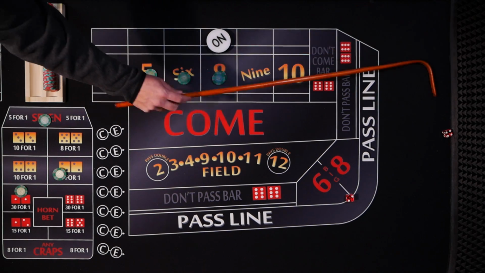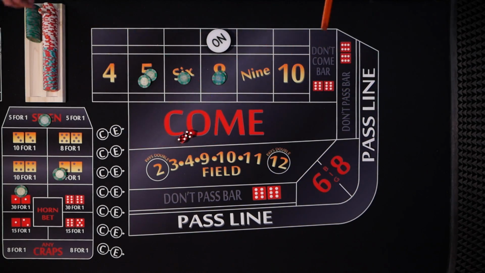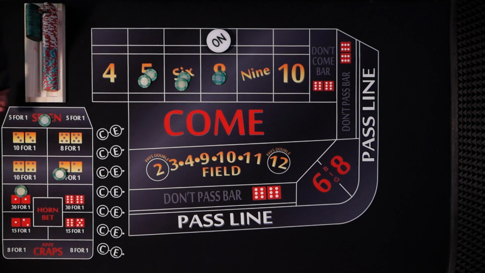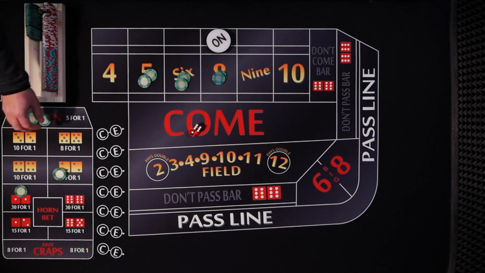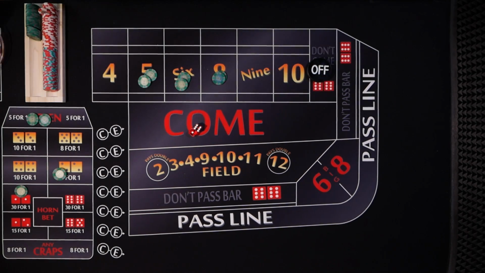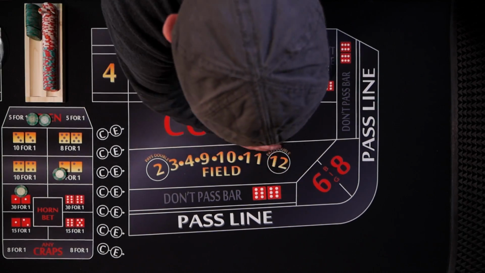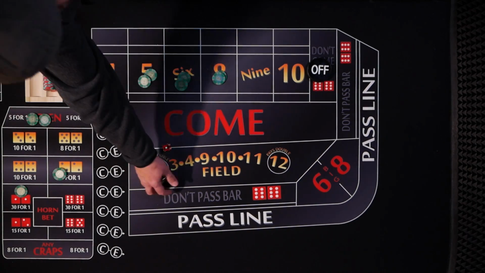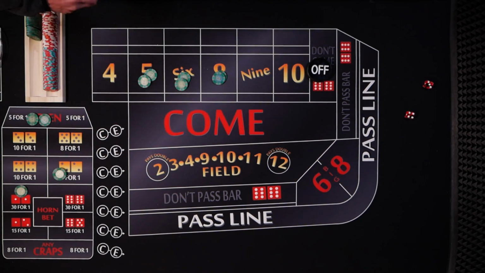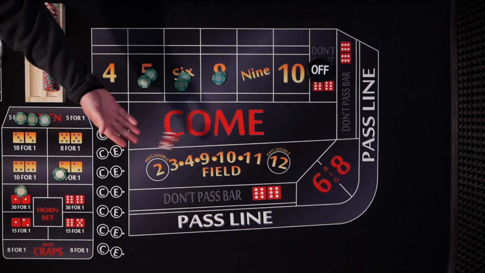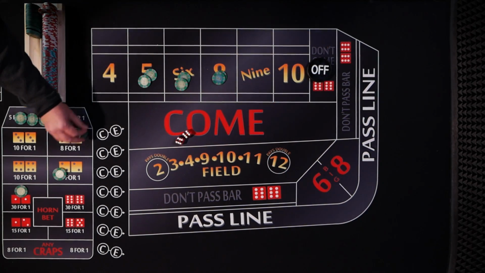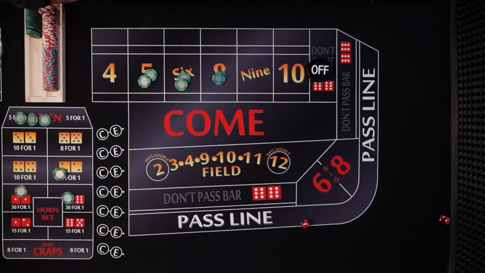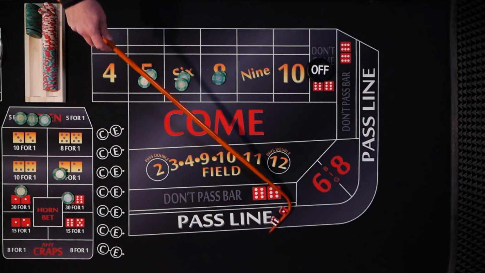Here we go. We got a 6. And 7. 7 out. Mark that. Puck comes off. So we're going to have a new shooter here. And a 7 on the come out. Still looking for that point. And 12 boxcars. Go ahead and mark that up. Still looking for a point. And 7. Another come out 7.